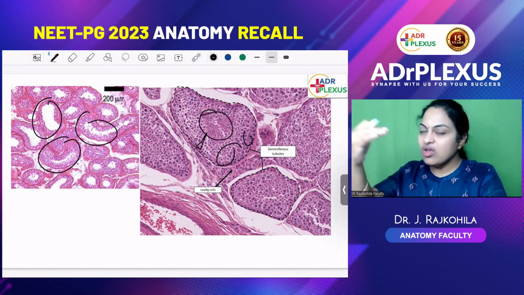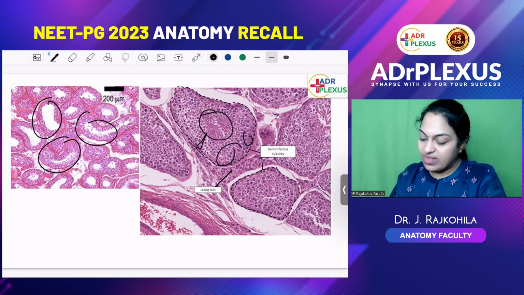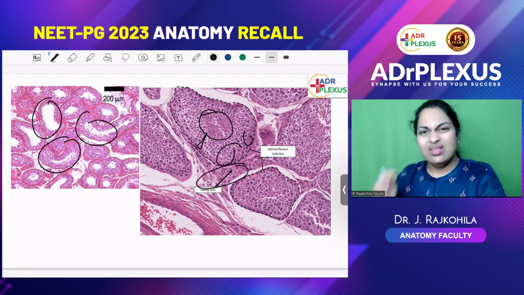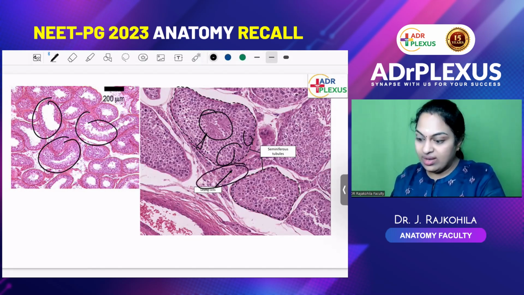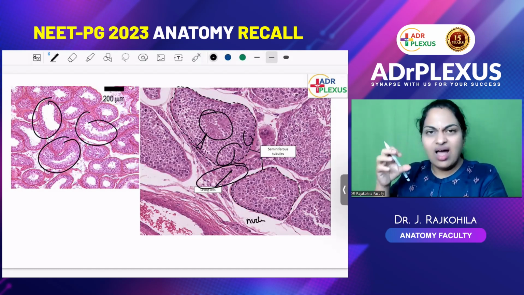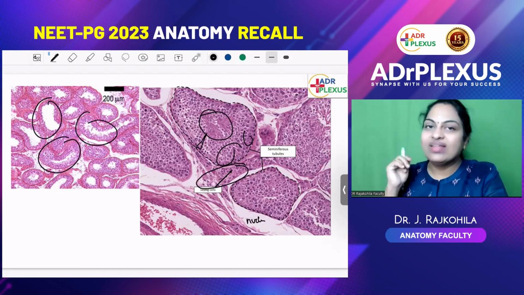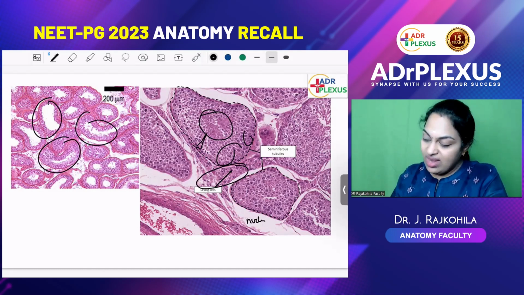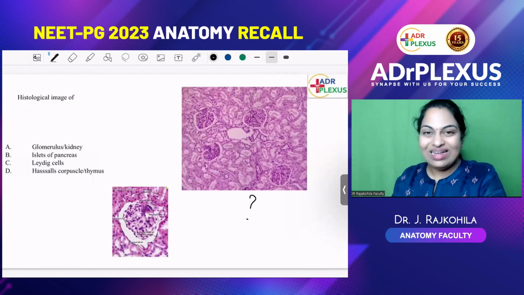Now, between the cross sections of the seminiferous tubules, can you see the Leydig cells? These are quite large, oval. They have nice dark nuclei. The nuclei are very typical, large, dark. They occur as clumps. So these are the Leydig cells. So the given image was this, right?